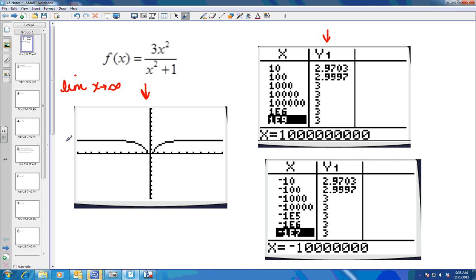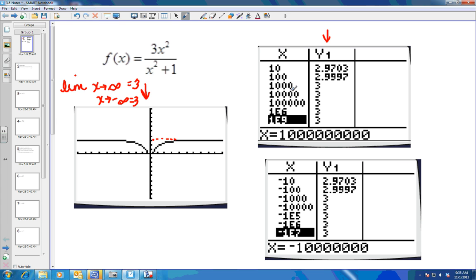Then we'll look at negative infinity. So if I just look at this graph, as x approaches positive infinity, or as my x numbers get larger and larger and larger, do you see that this graph seems to flatten out? And it seems to flatten out at 3. Same thing as x approaches negative infinity, it flattens out again. And where that graph flattens out, that is a horizontal asymptote. So the limit as x approaches infinity is 3, and the limit as x approaches negative infinity is 3.